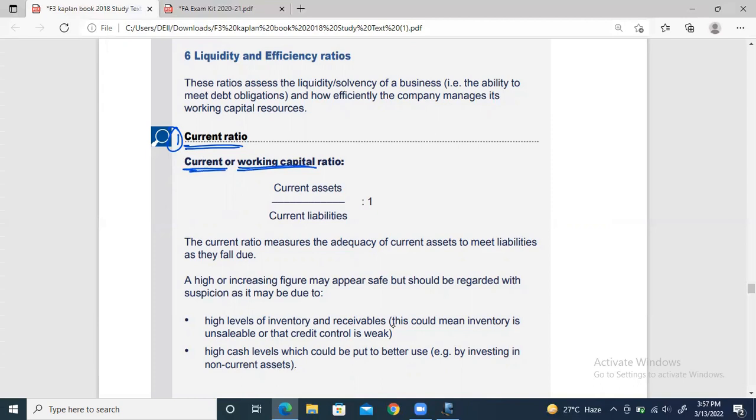That's why it is only considering the current amounts, not the non-current amounts. We just divide the current assets by current liabilities. Okay, so current ratio measures the adequacy of current assets to meet liabilities as they fall due. Again, this answer is also coming as a ratio, you can see.